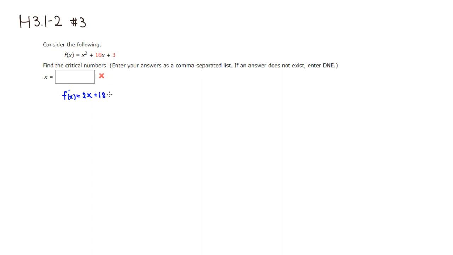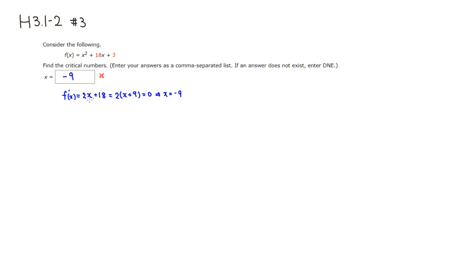All right, so we want to set this equal to 0, but before that I would pull 2 out because both of these terms have 2 in them. So we have 2 times (x plus 9). We set that equal to 0, so we see that x is going to be negative 9. So here x equals negative 9. This is going to be a critical number. So there's one of them.